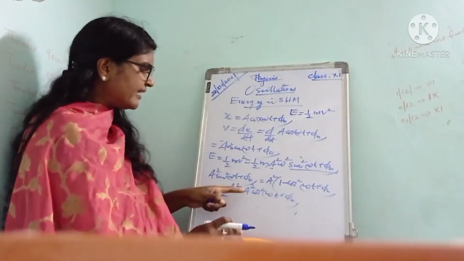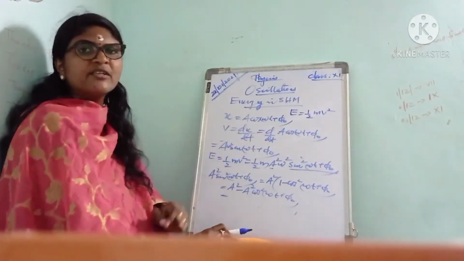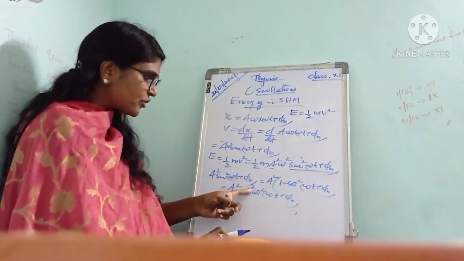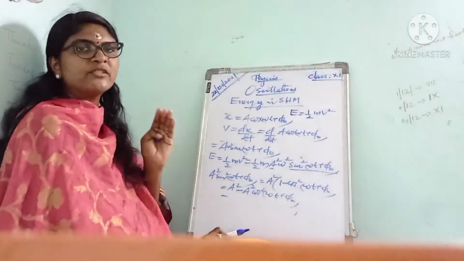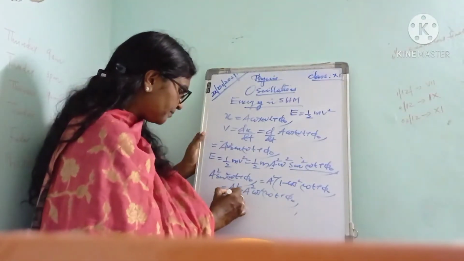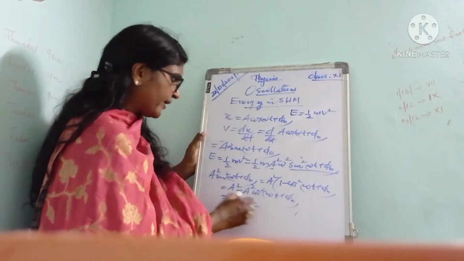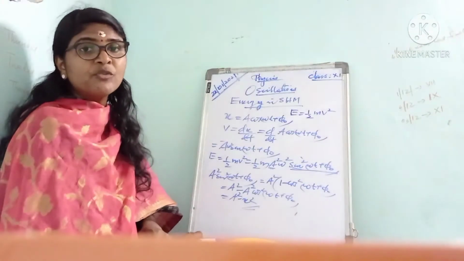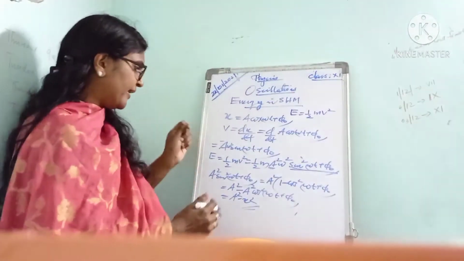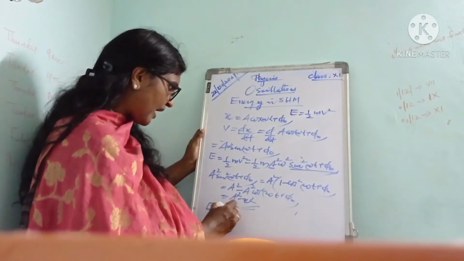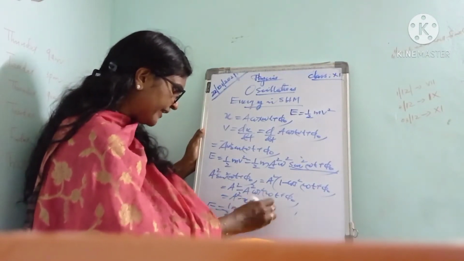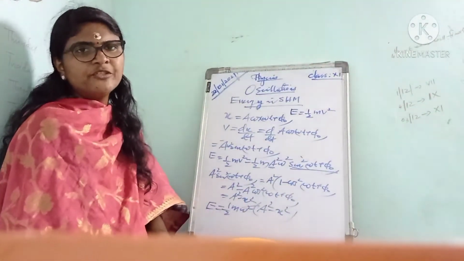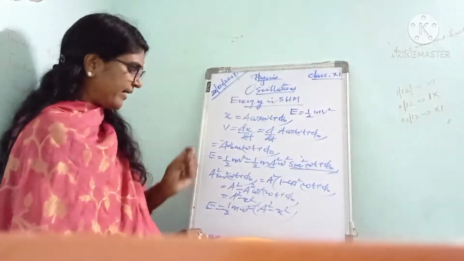But you know what A cos(omega t plus phi 0) is? Actually it is x. So A squared cos squared(omega t plus phi 0) is x squared. So instead of A squared sin squared(omega t plus phi 0), we can substitute A squared minus x squared. So E equals half m omega squared into (A squared minus x squared).